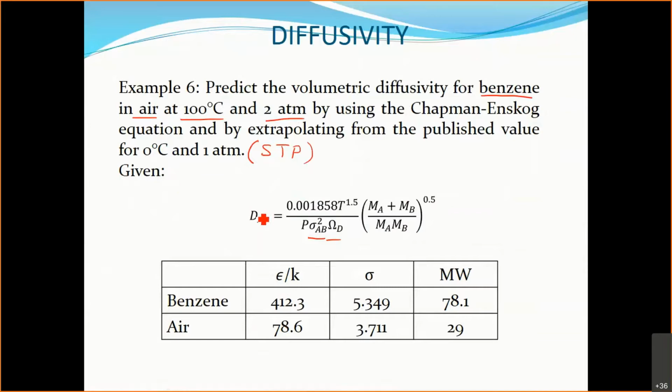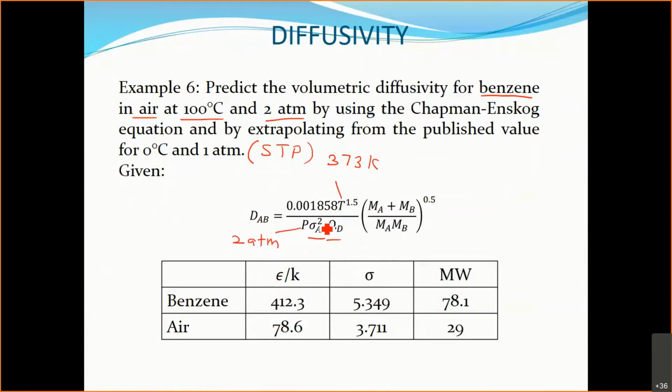So first of all, we'll be using this equation. In order for us to use this equation, we need to know our value of T. So it's 100 degrees Celsius, so I can just write here, it's going to be 373 Kelvin. Pressure is 2 atm, so pressure I can write here is 2 atm.